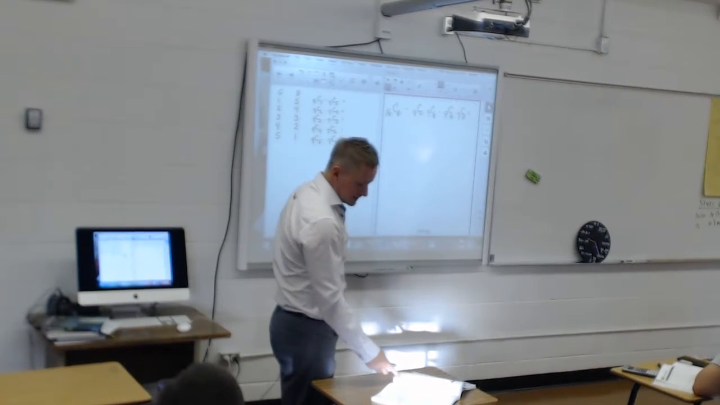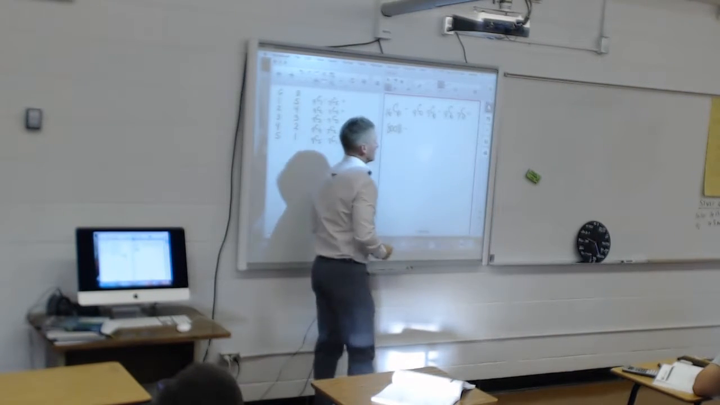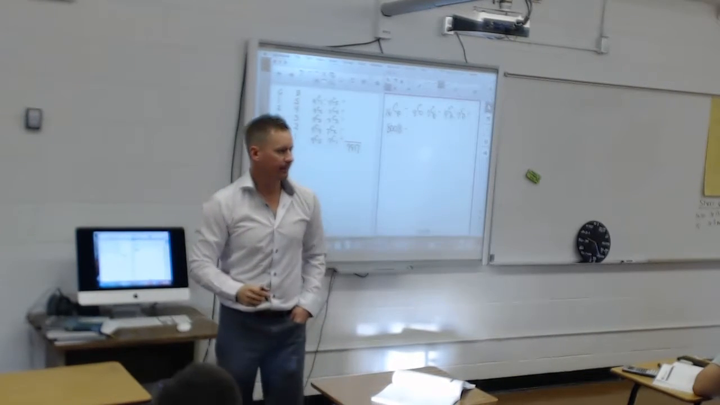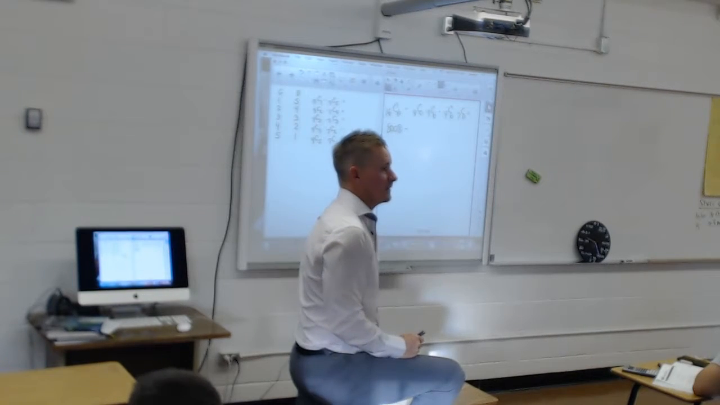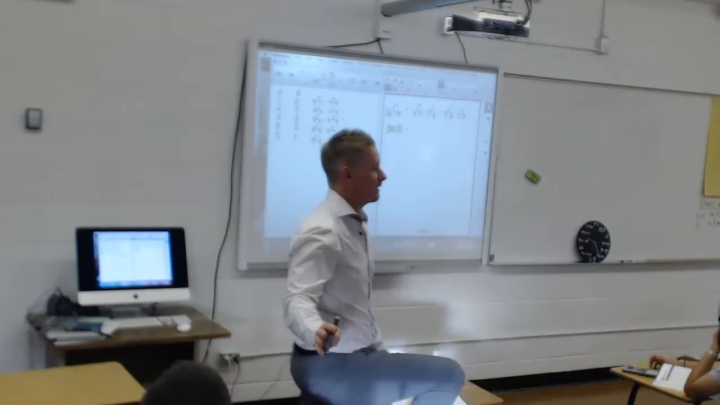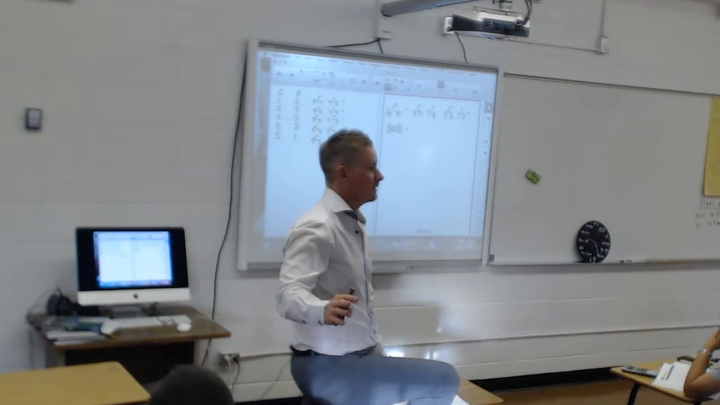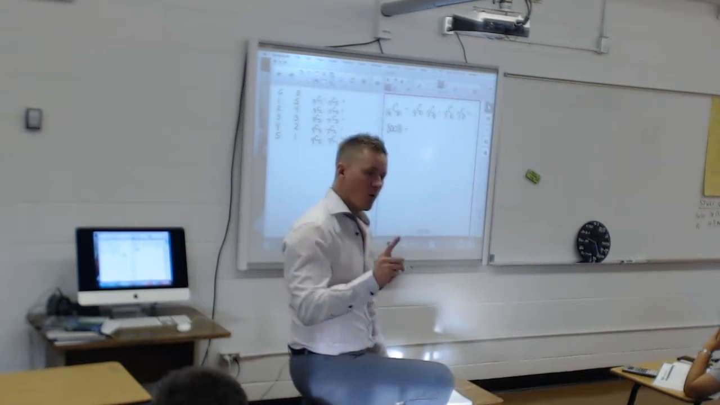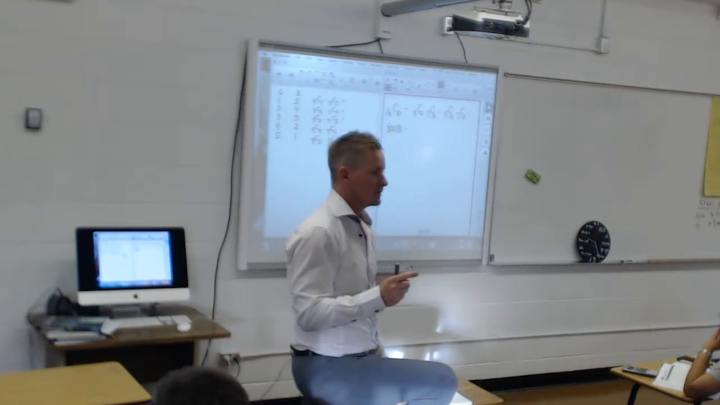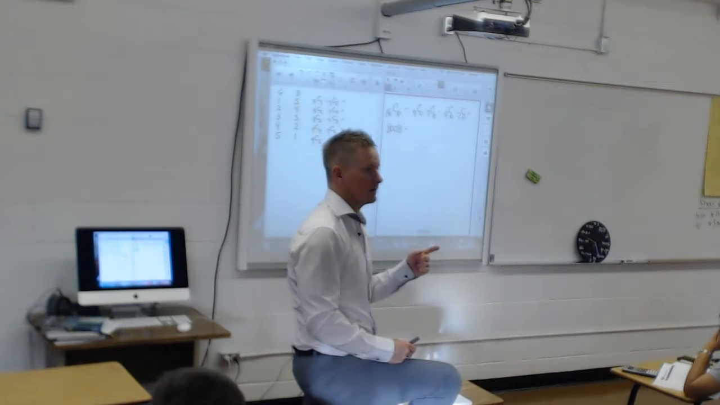Okay? So 16C6 is 8,008. What is 9C0? No, don't use your calculator. I said 0 factorial is 1. But she's right. The answer is 1. How many ways can I pick no girls? There's only one way to do that, right? So 9C0 is 1. Okay?